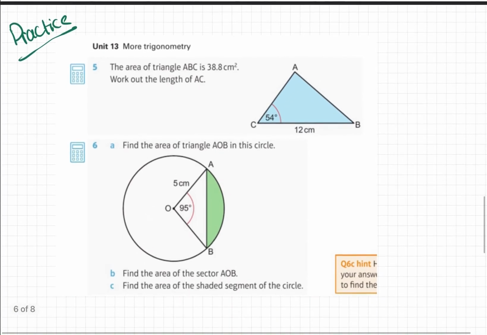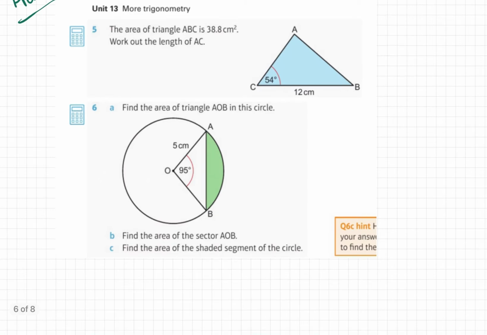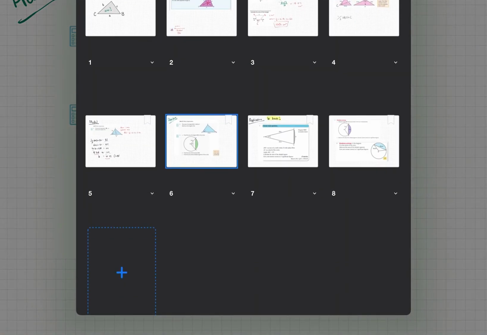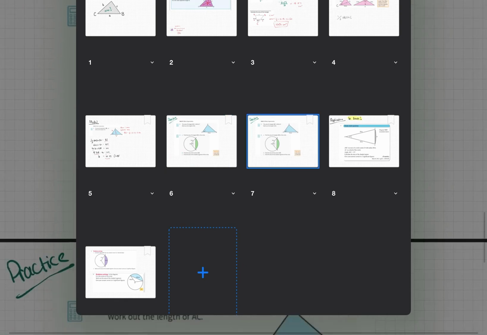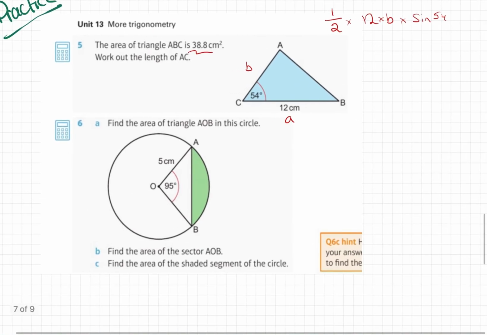Okay, practice questions here. Right, I'll give you a hint. Let me just duplicate the screen for you. Right, I'll give you some hints quickly. Again, a hint here, that's A. We don't know what B is, we want to know what B is, and that's C. So half times 12 times B times sine 54 equals 38.8.